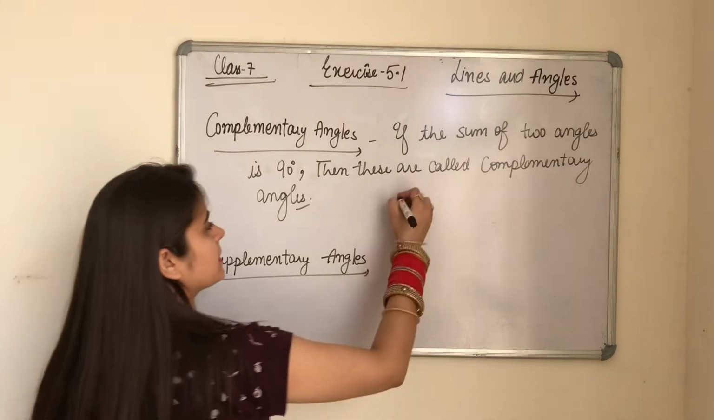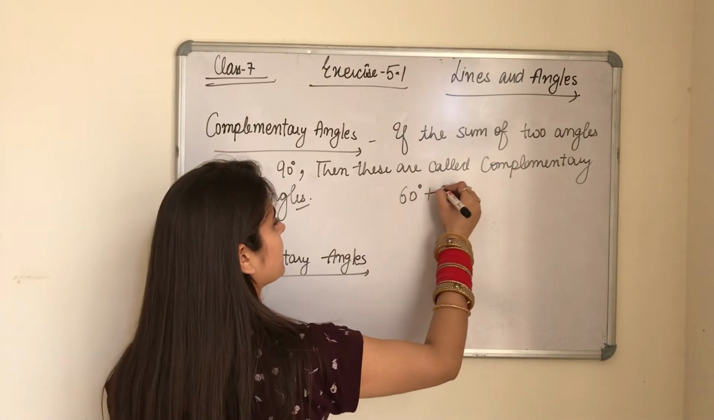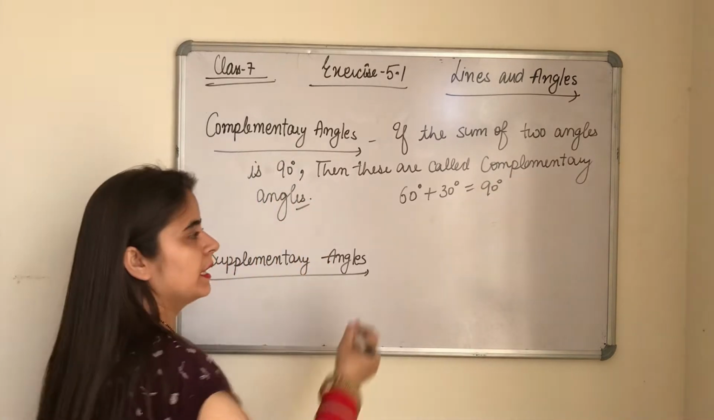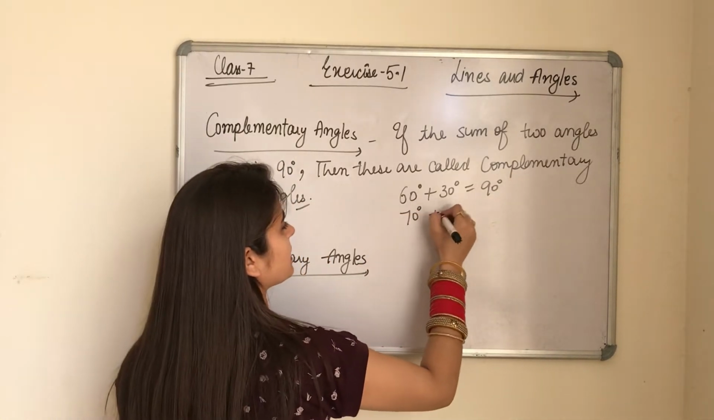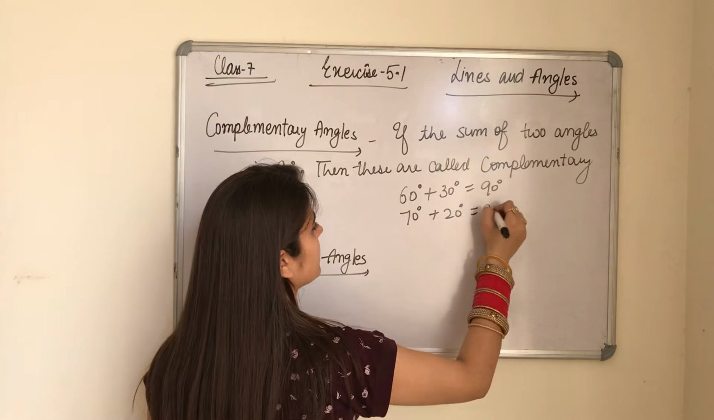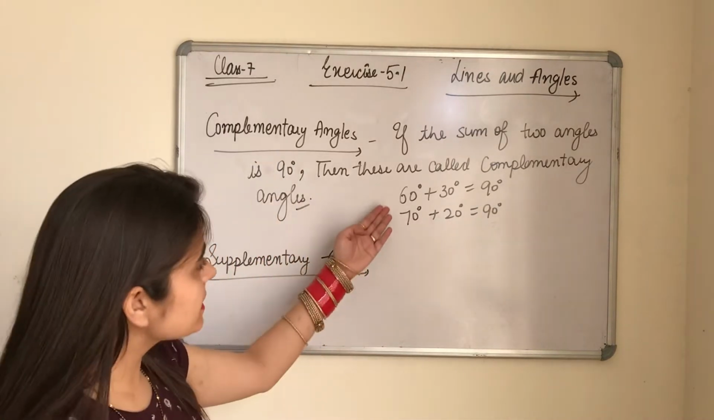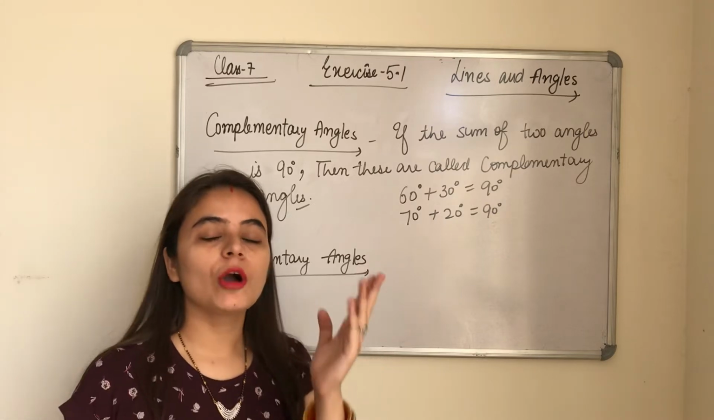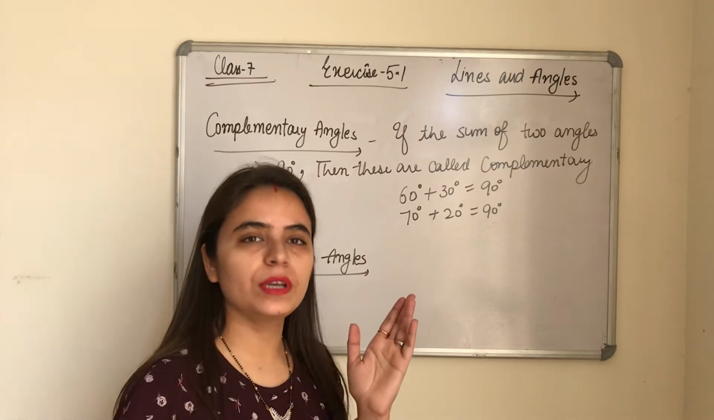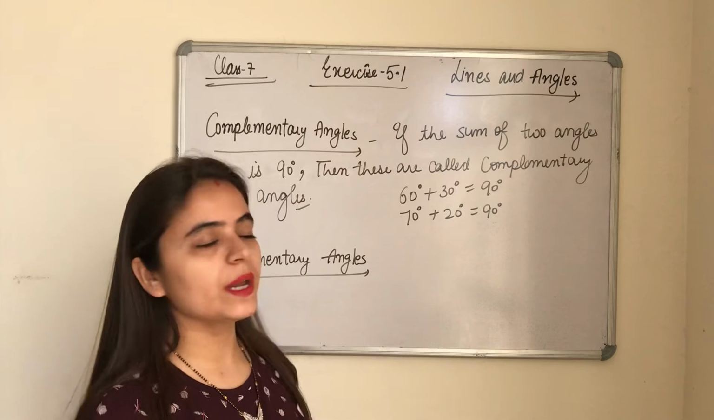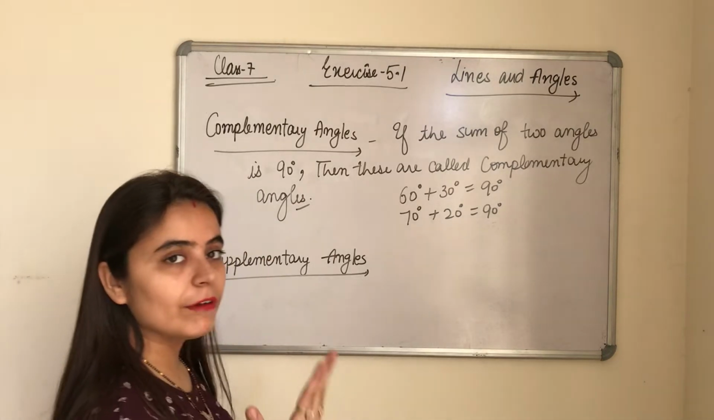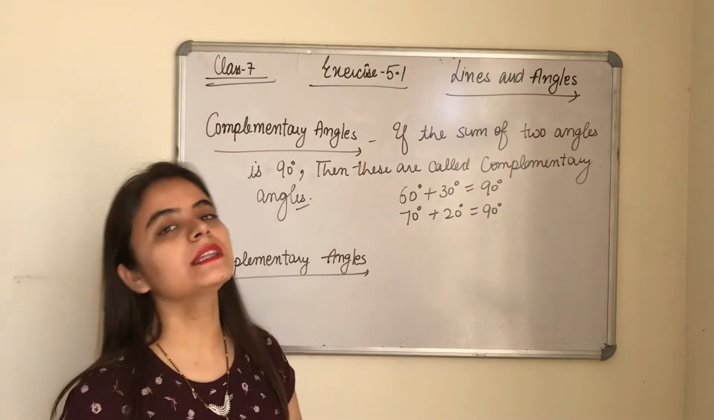Like 60 plus 30, it will become 90 degrees. 70 plus 20, it will become 90 degrees. So 60 degrees and 30 degrees are two complementary angles. Complementary means whose sum is 90 degrees. 70 plus 20, these are also complementary angles. So we will say one angle is the complement of the other angle.